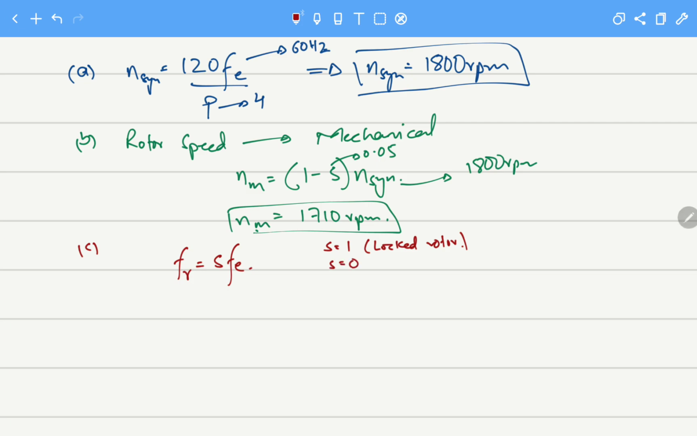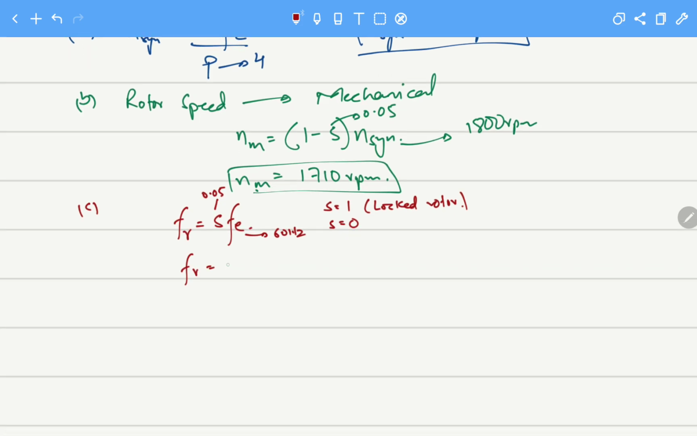And when S equals 0, which is not possible in induction motors, this is actually the synchronous motor condition, then there is no frequency, and no voltages are induced over the rotor. So by this formula, we know the slip is 0.05 and the electrical frequency is 60 hertz, so the frequency of the rotor will be 3 hertz.